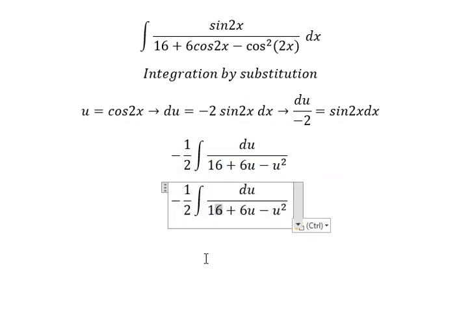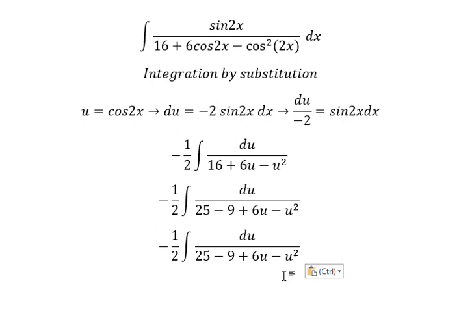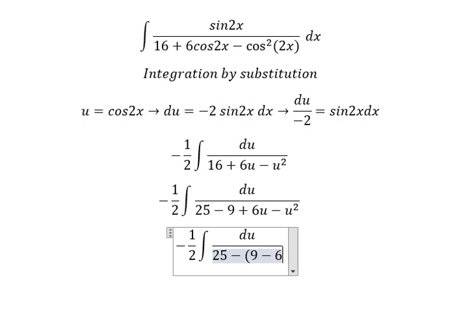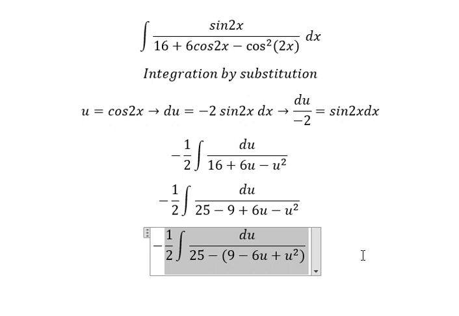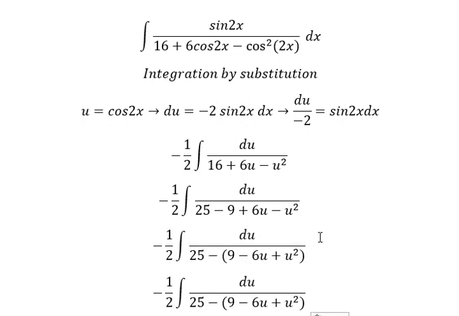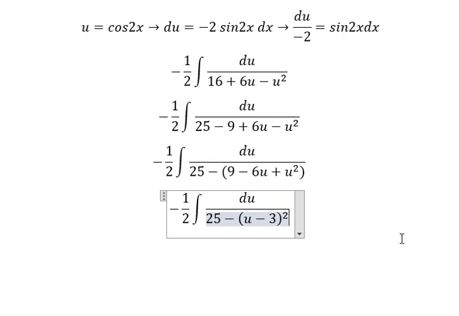So for number 16, I will put 25 minus 9. Next, we can do factorization by negative 1. Next, this one that is about identities, we can put 3 minus u, or maybe I put u minus 3 to the power of 2.